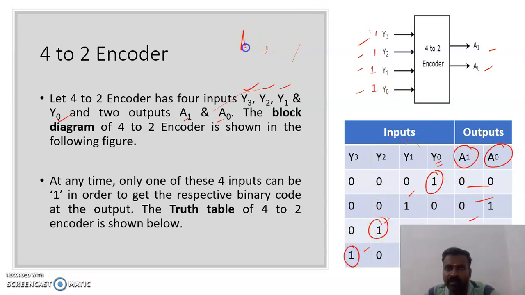So I'm going to write the expression as A1 is equal to Y2 plus Y3, because for these 2 conditions only, output A1 is equal to 1. In the other case, A0, which is 1 for which conditions? When y1 is equal to 1 as well as y3 is equal to 1. So we can write the expression for A0 like this.